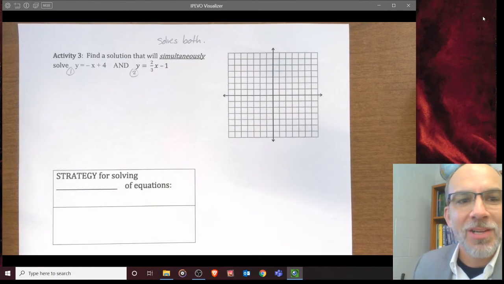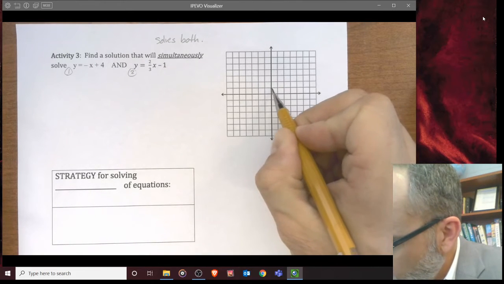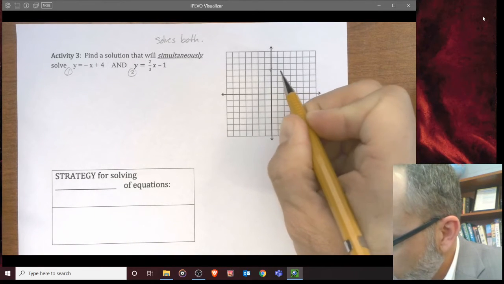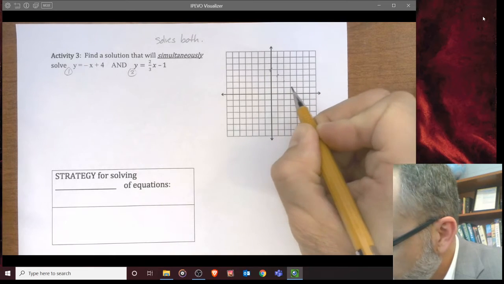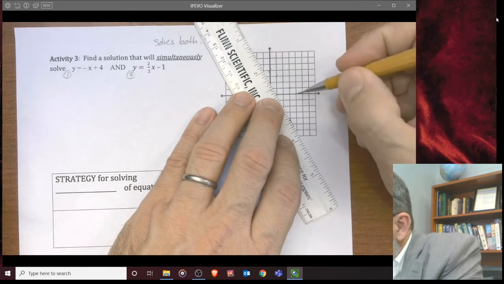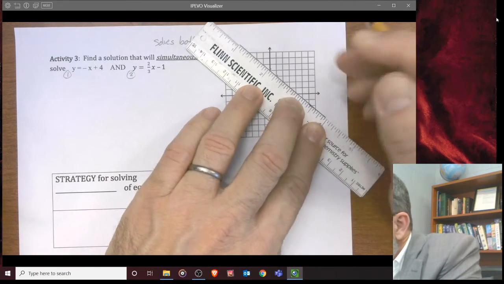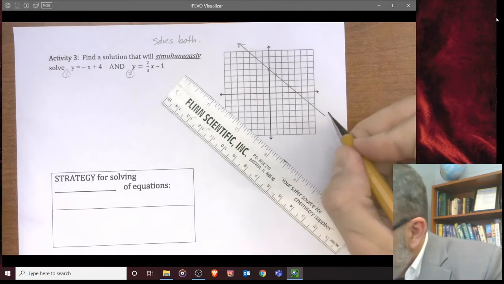So y is equal to negative x plus 4. We already did that one, so it's going to be 1, 2, 3, 4, and it's going to go down one, right one. So here, here, here, here, and here. And if I graph that, I get that one right there. I hope that's precise.